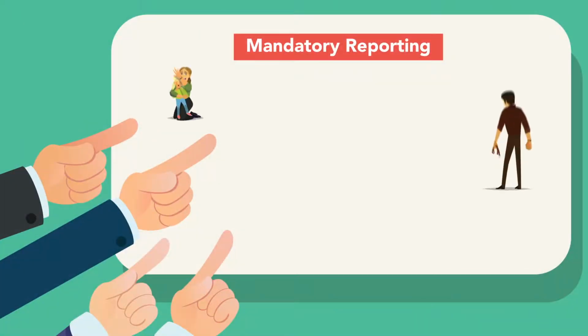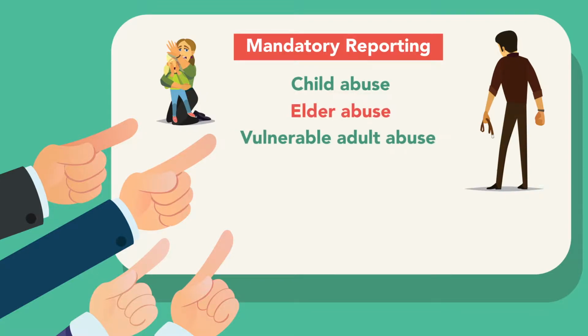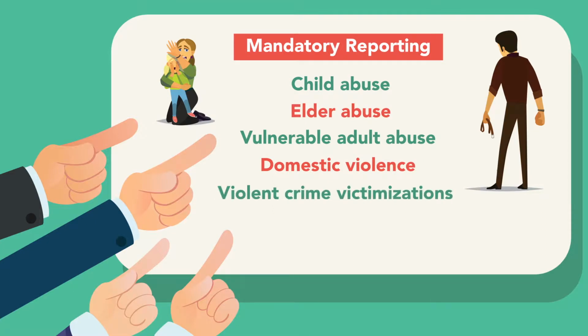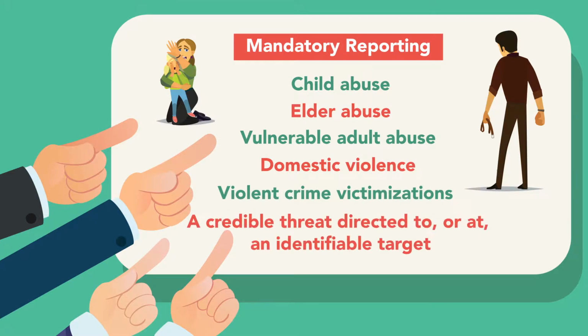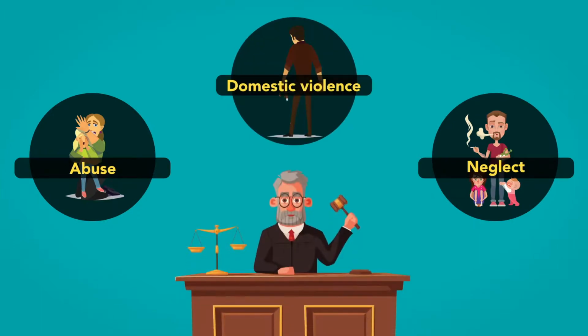This includes situations in which there is mandatory reporting of child, elder, or vulnerable adult abuse, or domestic violence, and situations where people must report violent crime victimizations or have the duty to warn of a credible threat directed to or at an identifiable target. Preventing abuse, neglect, and domestic violence are so important that courts have found this exception to have a broad reach.